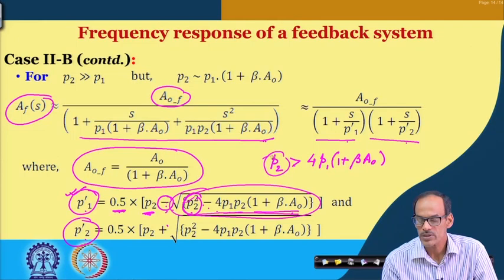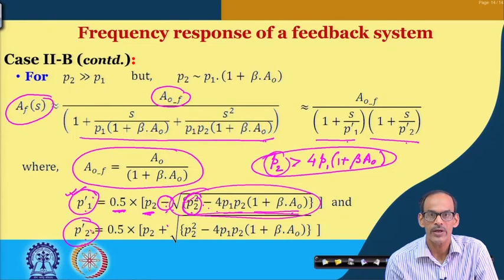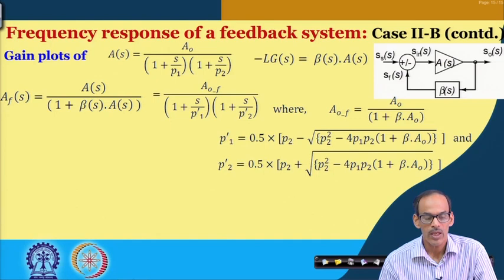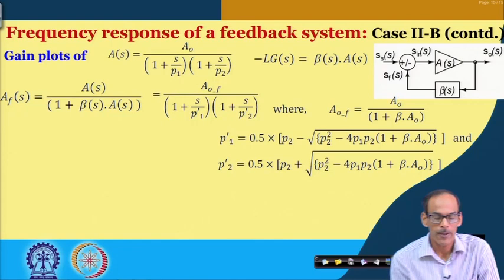So, this condition is finally telling us whether these two poles remain real poles or become complex conjugate. Depending on this value, as I said, the location of the pole of AF will be different. So, the corresponding Bode plot, if you try to sketch it, let me try to sketch the Bode plot of AF and maybe the loop gain also. So, let me start with A.